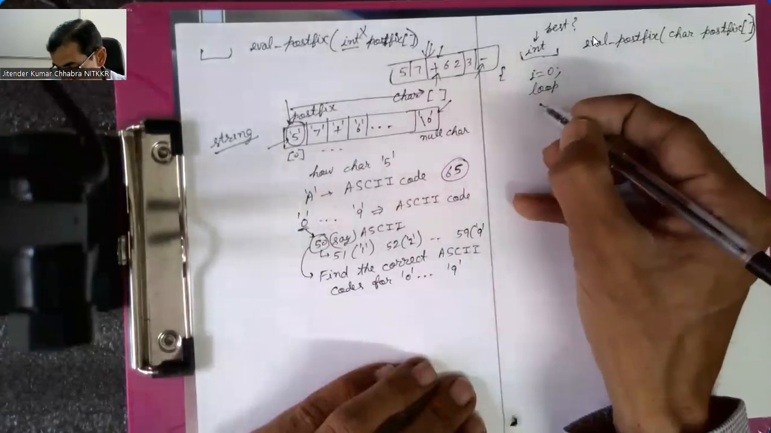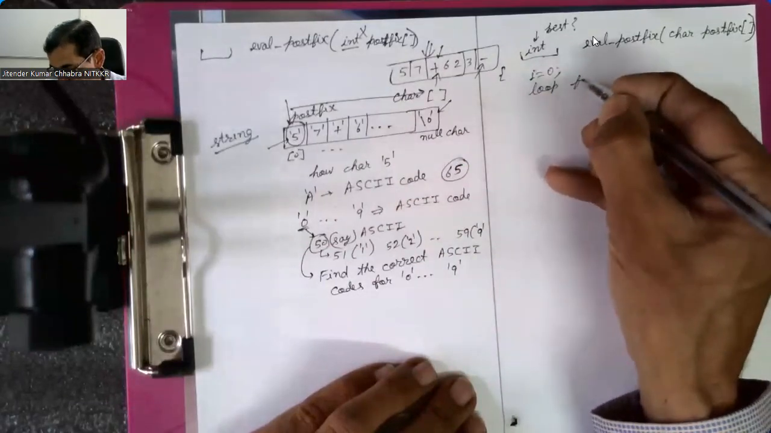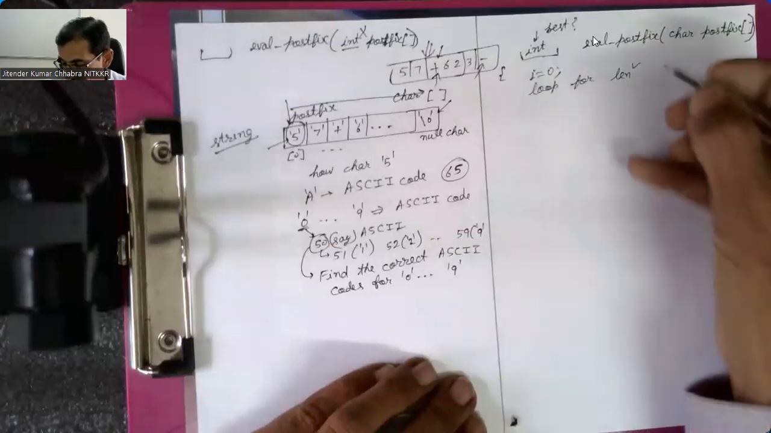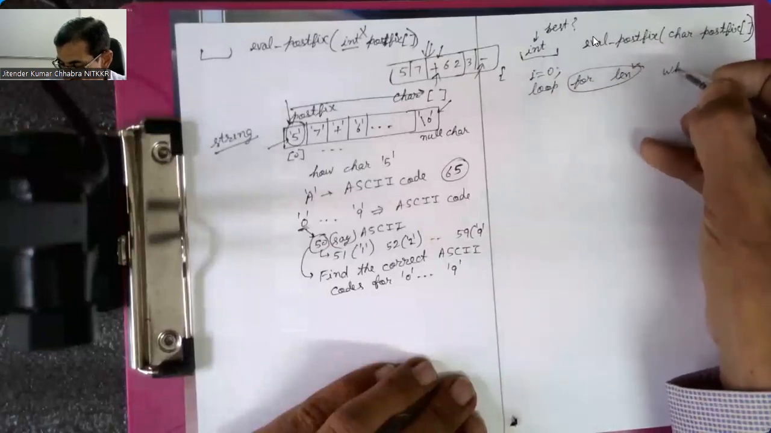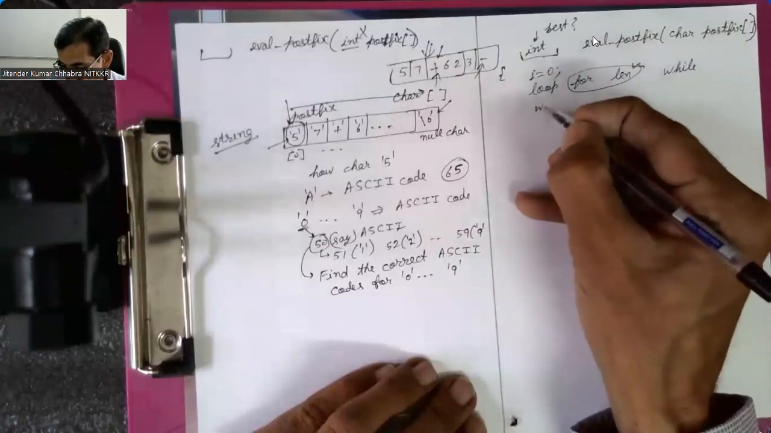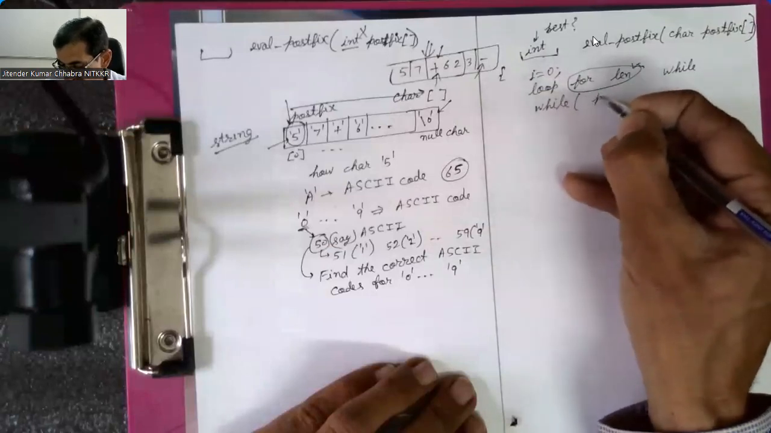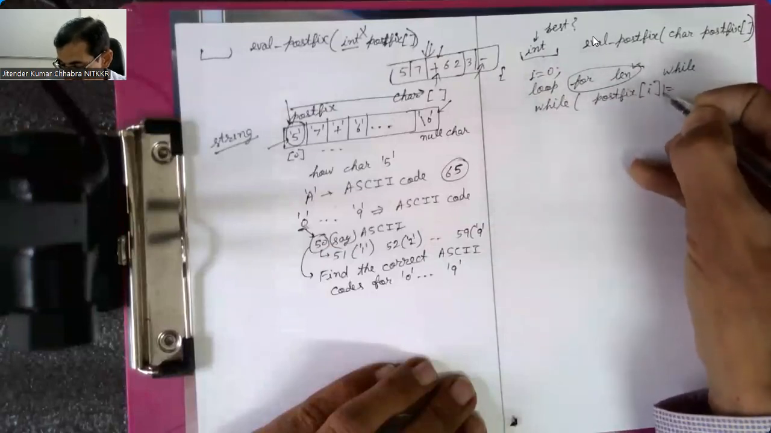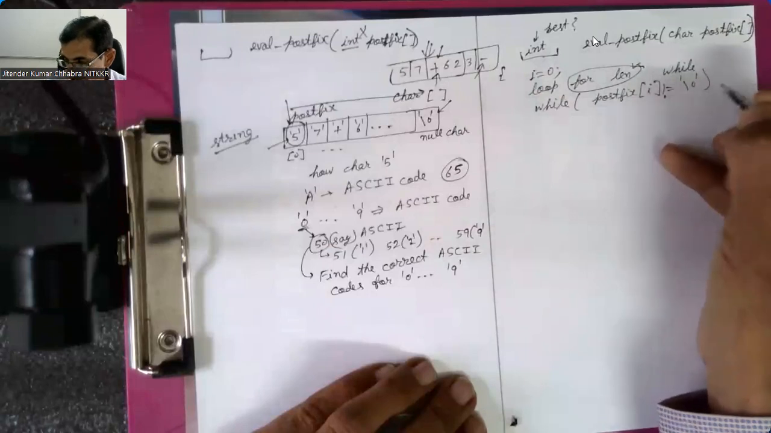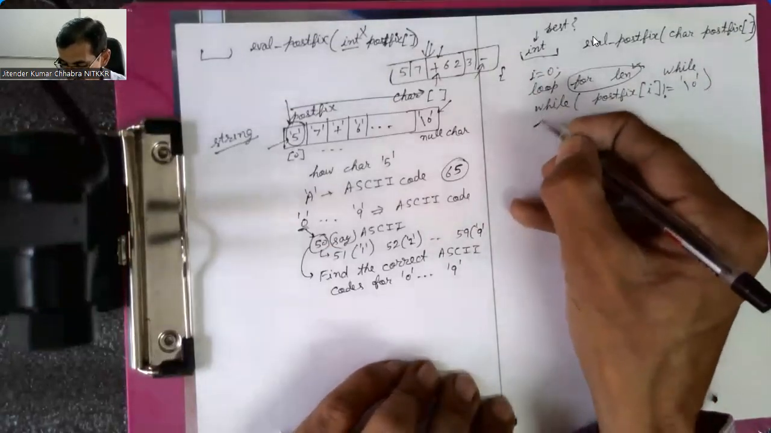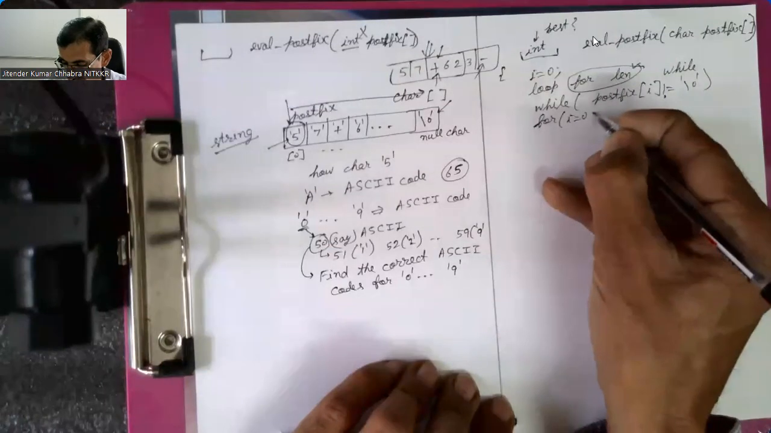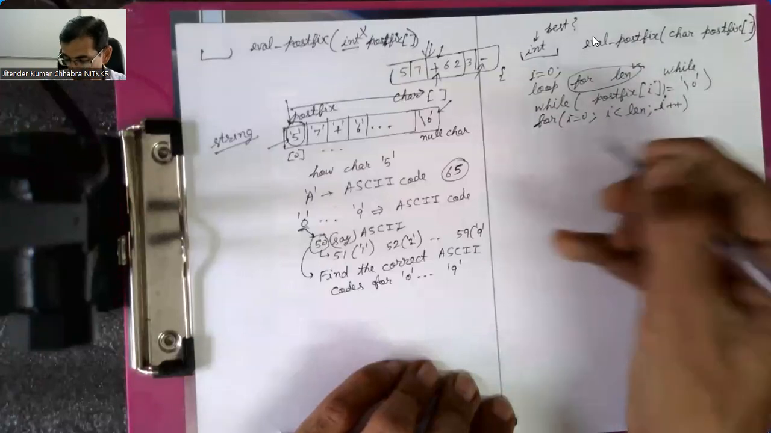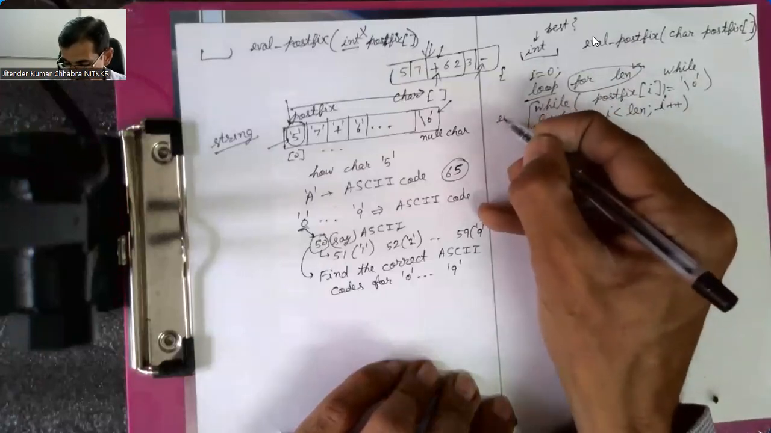I can use either a for loop, because I know the length, which you can calculate using strlen, or you can also use a while condition. It's your choice. If you use while, you will say while postfix[i] is not equal to null character. So if you have not reached the null character, you keep repeating. Otherwise, use a for loop: for i equal to 0, i less than length, i plus plus. Either of these you can use.